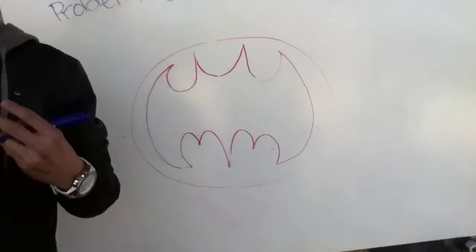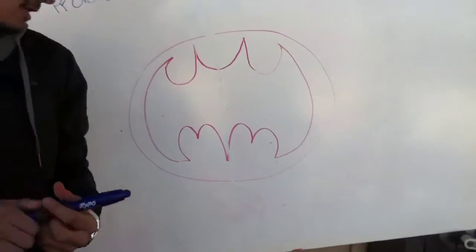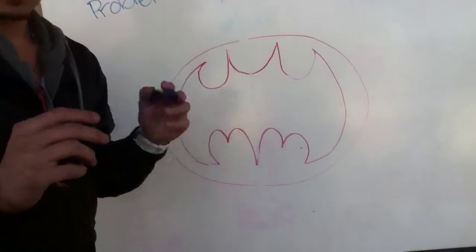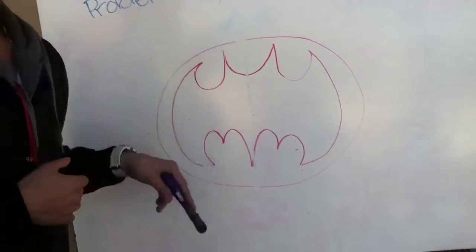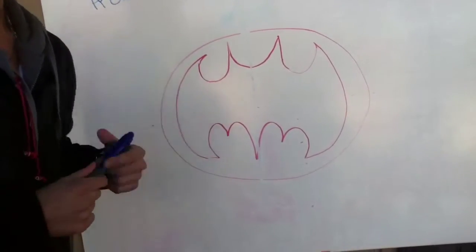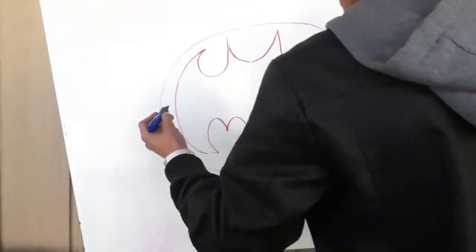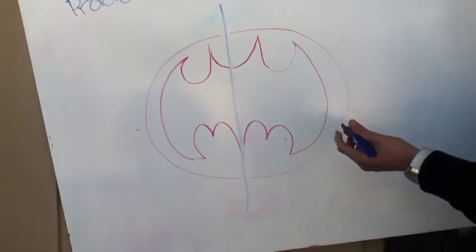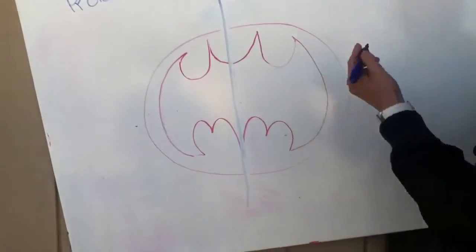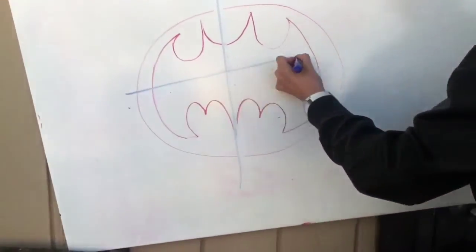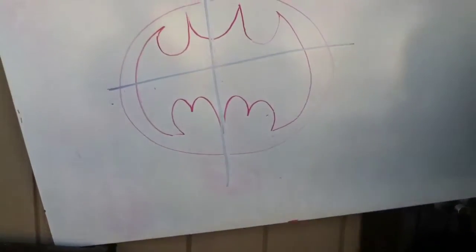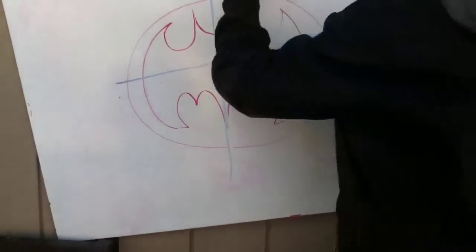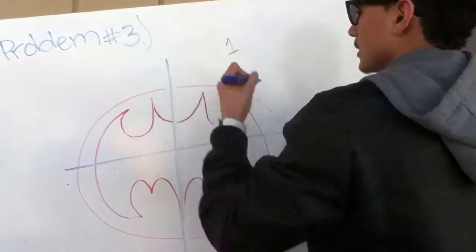Problem 3. Determine how many lines of symmetry the object has. As you can see, this is the Batman symbol. So all we have to do is draw a line wherever and see what happens. Basically, the line of symmetry is like a mirror. So you just got to make everything look alike. Obviously, this looks alike because they're both the same image. But what happens if I go this way? It's not going to look right because these two don't look alike. So our answer would be we only need one line of symmetry.